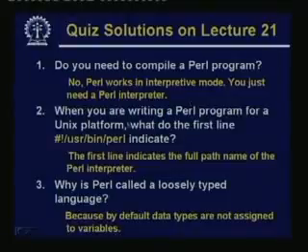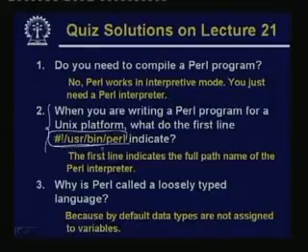Second, when you are writing a Perl program for a Unix platform, what does the first line indicate? We had mentioned this at the very beginning when talking about the way to run a Perl program. This is the path name, that is, user bin Perl, the path name of the Perl interpreter. This is a very generalized concept. Instead of the Perl interpreter, you can give the name of some other program which will start running whenever you run such a file.